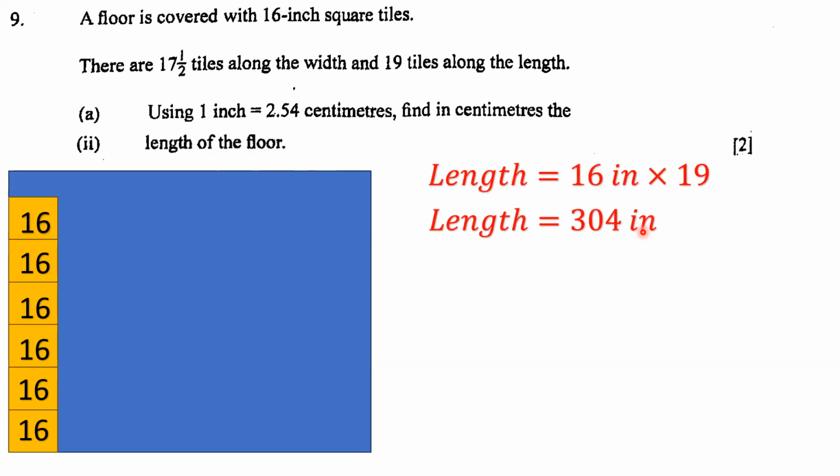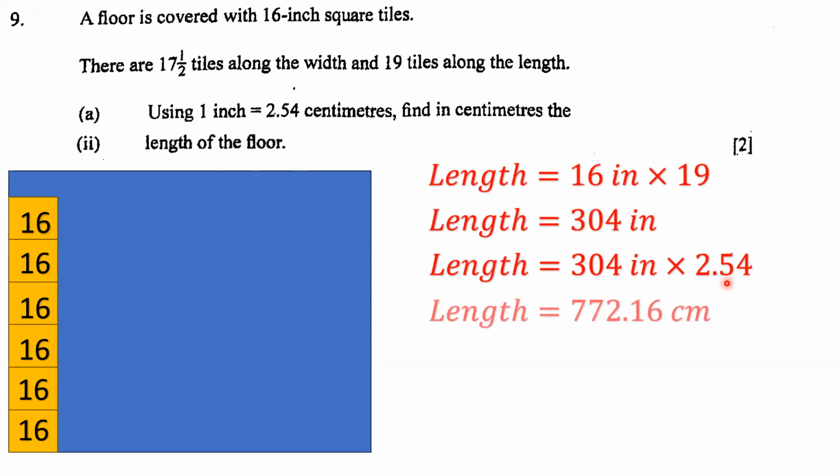So we're going to convert it to centimeters by multiplying by 2.54 because they say it right here. 1 inch is equal to 2.54. So if we have 304 inches, in order to convert that into centimeters, we have to multiply by 2.54. And so we get 772.16 centimeters. That's going to be the length of the floor.